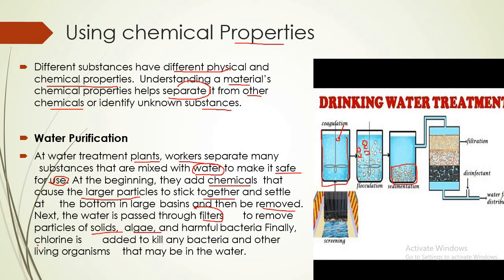Finally, chlorine. If I add chlorine, it is added to kill any bacteria. So here I add the chemicals. First step, I add the chemicals to coagulate or stick sticky particles together to become large particles. These large particles will settle at the bottom of the water. And then filter this water.